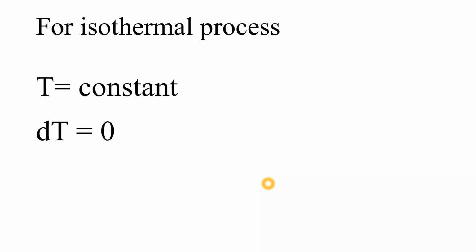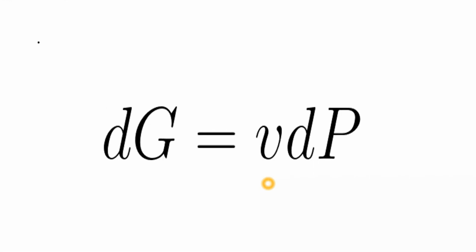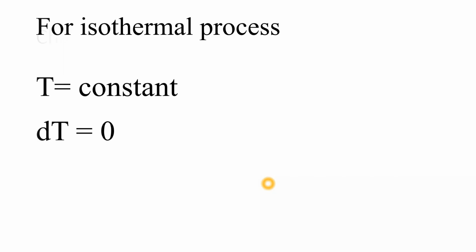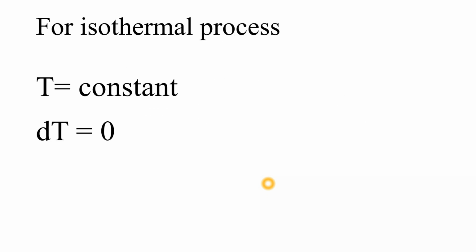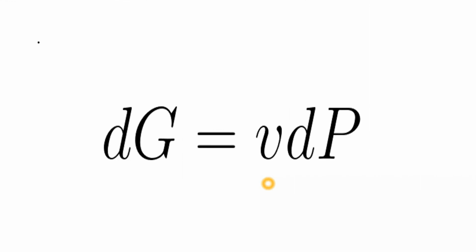Now, for an isothermal process, T is constant, that means dT = 0. So our equation becomes dG = VdP, since dT = 0. So we just need to calculate VdP, then I will put it here and get dG. dG means change in Gibbs energy.